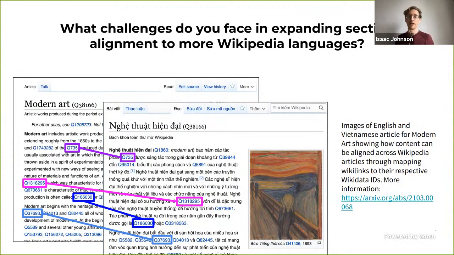So I'm going to start with Diego and your section alignment work. Now, Diego, you mentioned that you're currently working to scale your initial model to many more languages. And as mentioned, the language coverage is a huge component of equity. Can you talk about some of the challenges that you face in doing this scaling and what sorts of features you can use that are less language specific?